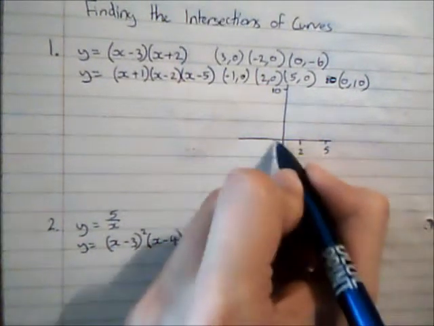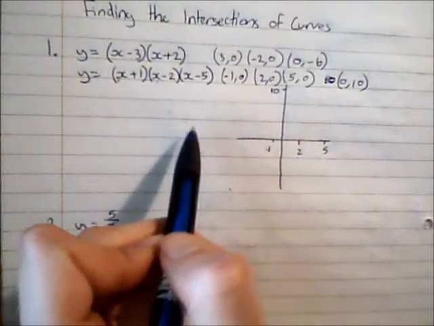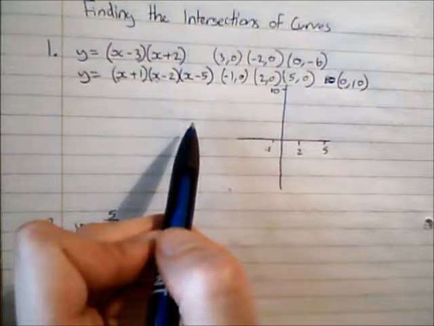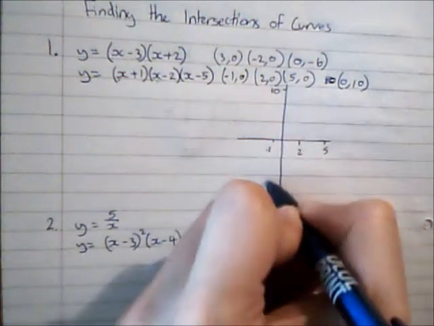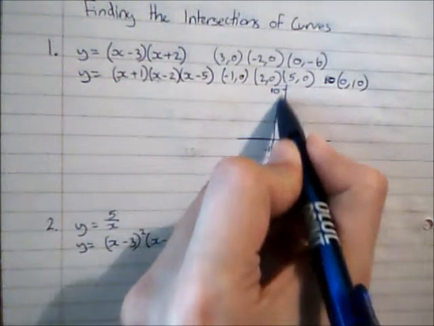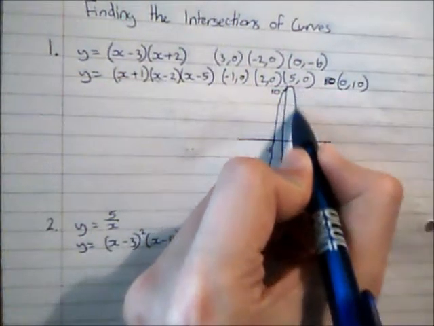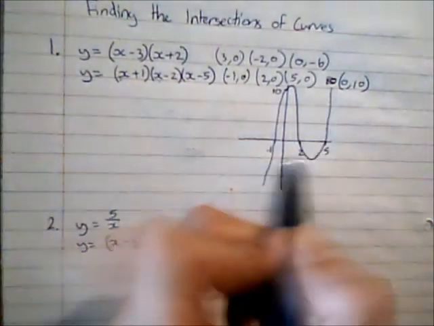2 and negative 1, and x multiplied by x gives me x cubed, which gives me an indication that it's going to start off as an increasing function. So it's going to cross through negative 1, go through 10, come back down through 2, and then up through 5.